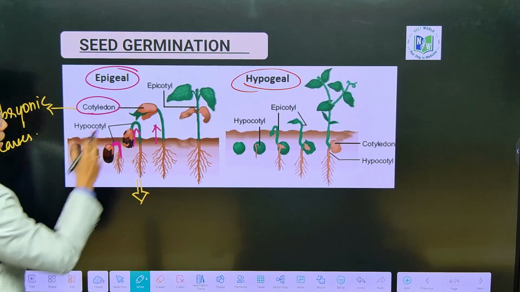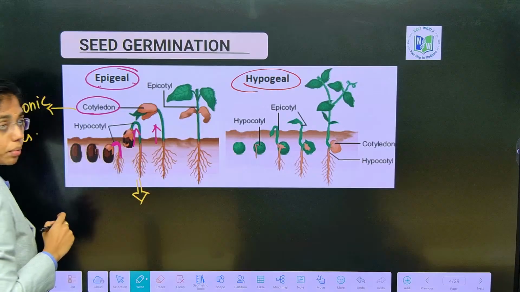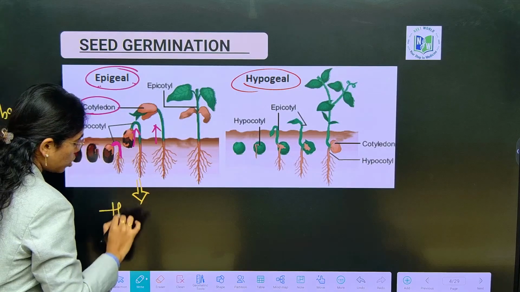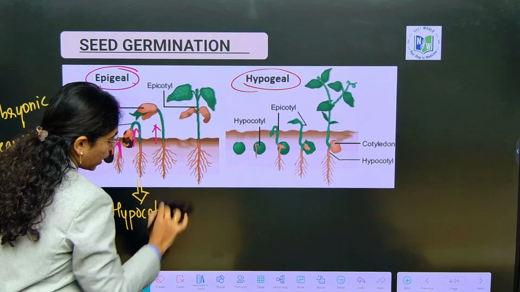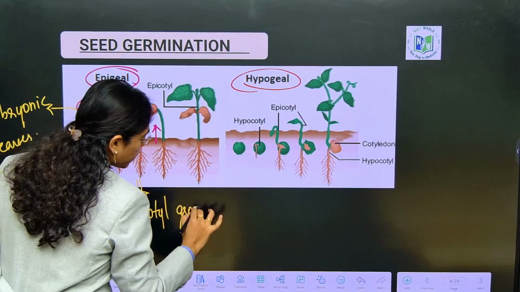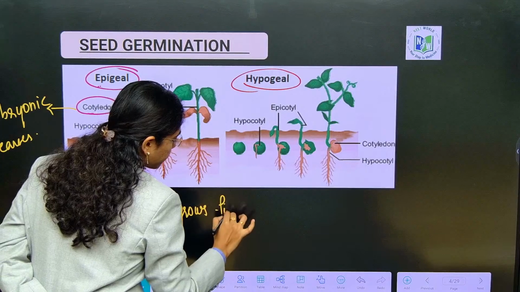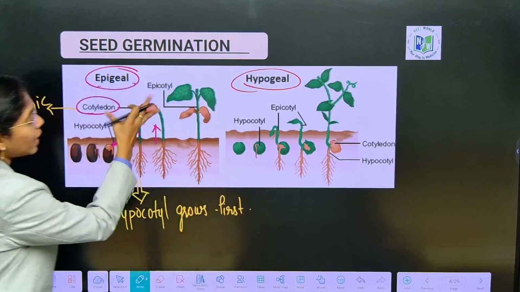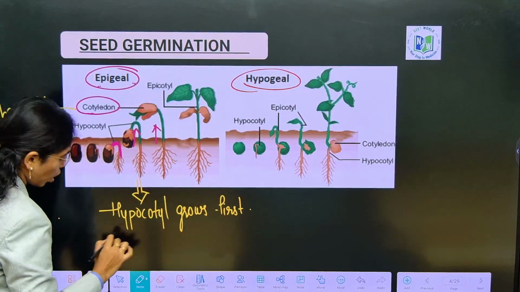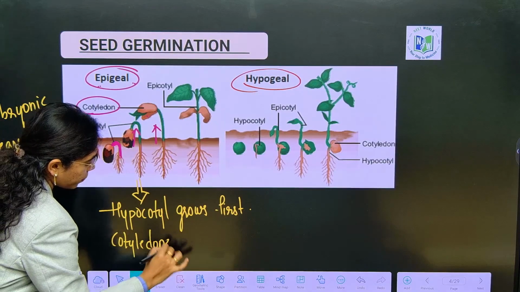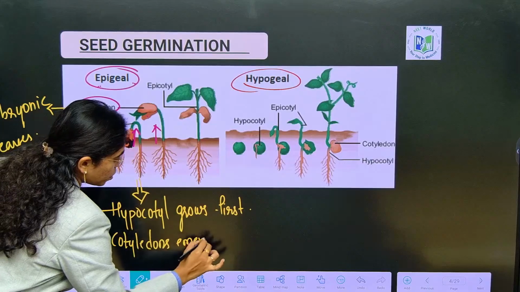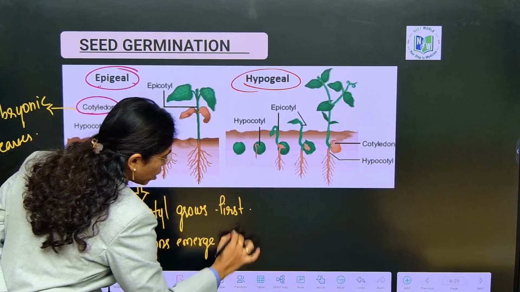So, here if you see in epigeal type of seed germination, what happens? Hypocotyl grows first, and cotyledons will emerge out of the soil.